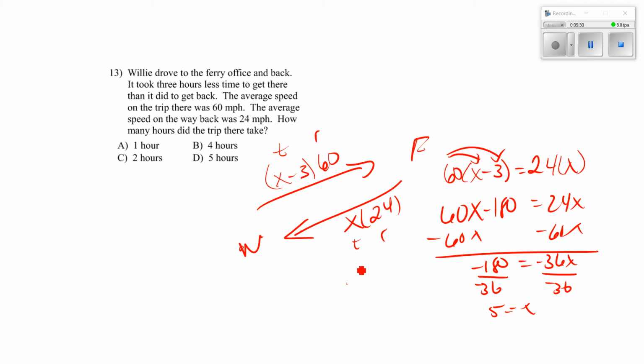So that means the time it took on the way back was 5 hours. And on the way there, since it's x minus 3 and x is 5, it would have taken 2 hours. 2 hours on the way there, averaging 60 miles an hour. 5 hours on the way back, averaging 24 miles per hour. Both would be a 120-mile trip.